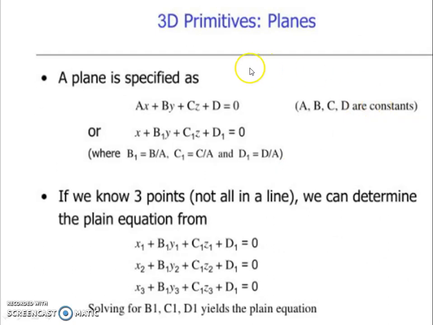A plane is represented by the equation ax + by + cz + d = 0, where a, b, c, d are all constants. Or, dividing by a, we can get x + b1y + c1z + d1 = 0, where b1 = b/a, c1 = c/a, d1 = d/a. If we know 3 points, we can determine the plane equation from this.